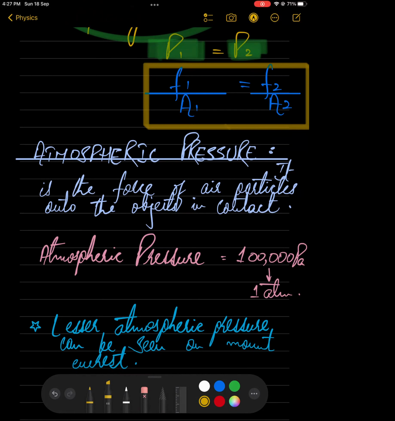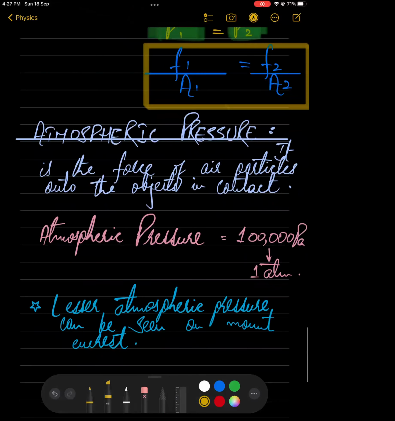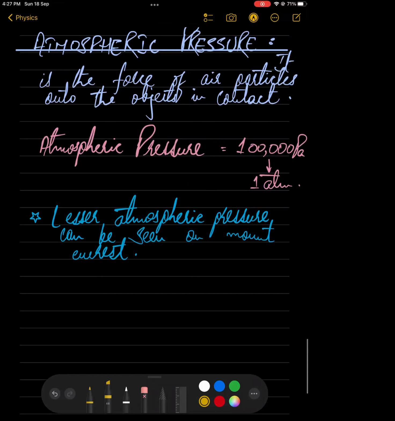and which factors it depends on. So the atmospheric pressure has a fixed value of 1 lakh pascals. The atmospheric pressure has a fixed value of 1 lakh pascals, which is equivalent to 1 atmosphere. 1 atm is equal to atmospheric pressure. Now the factor that could change or differ the atmospheric pressure is the amount of air present.